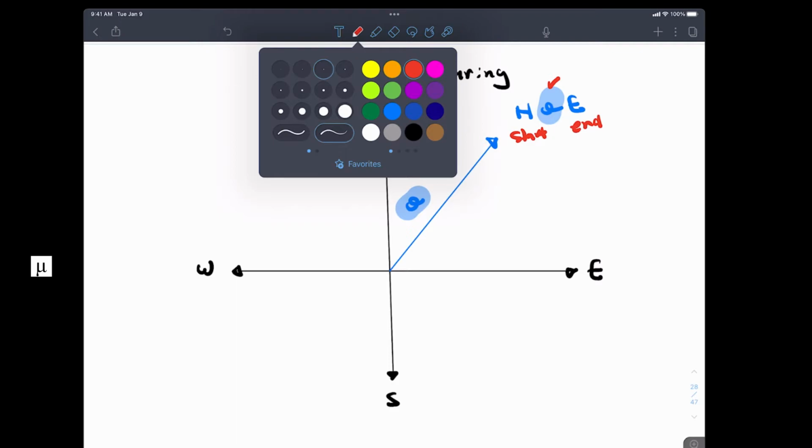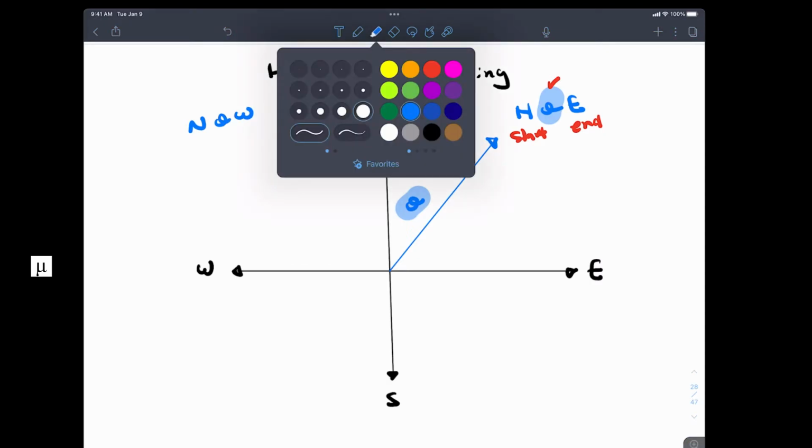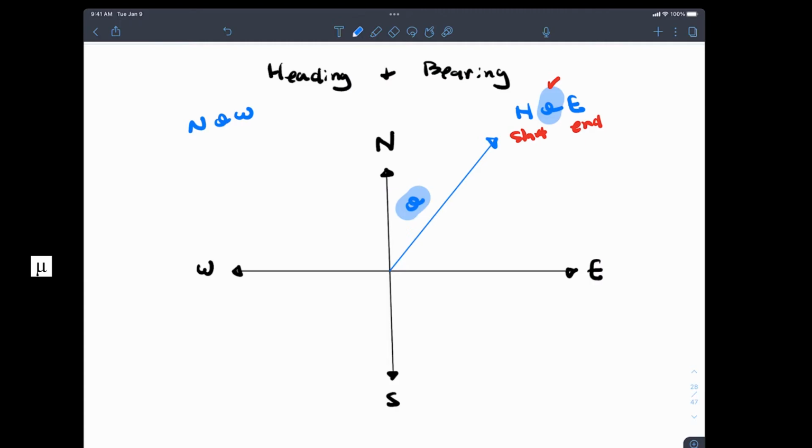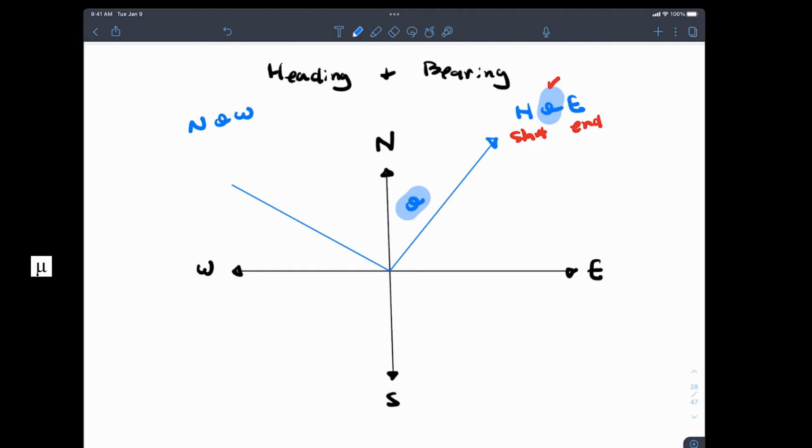If they said to you, what about this? North, theta, west. Again, you think about it this way, right? You start north, and then you go a particular angle, whatever that angle is, it's your direction, but you go in the west direction. So that's northwest. This is where you start. That's the direction where you end.